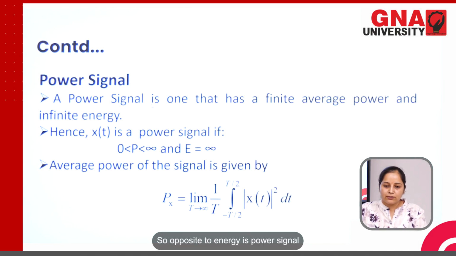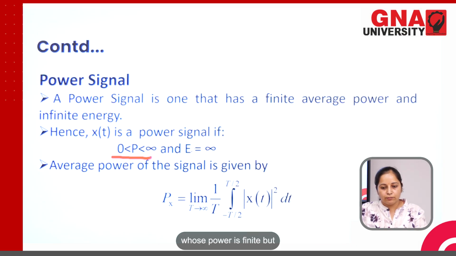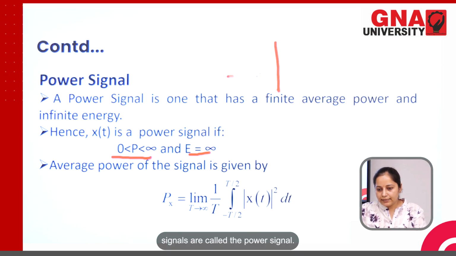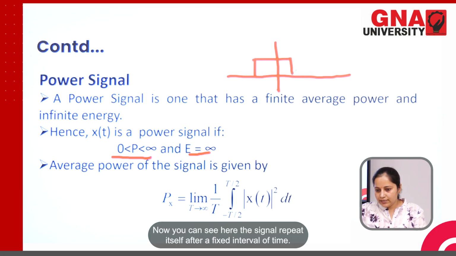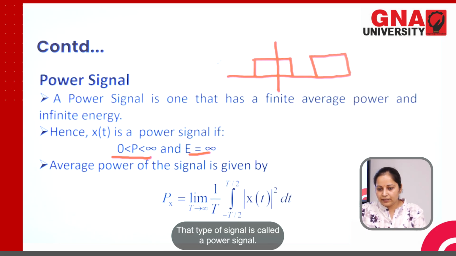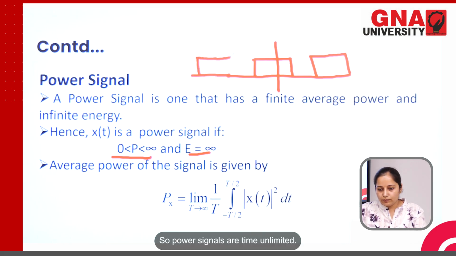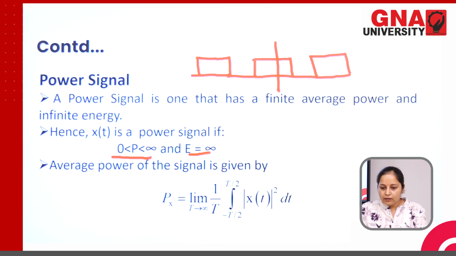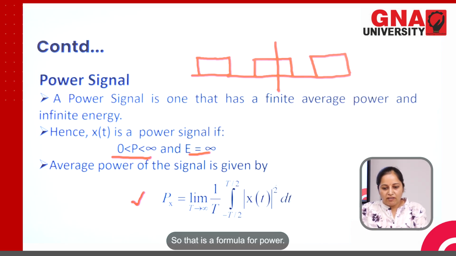Opposite to energy is the power signal, whose power is finite but energy is infinite. All the periodic signals are called power signals. You can see here the signal repeats itself after a fixed interval of time. That type of signal is called a power signal. So power signals are time unlimited. This is the formula of a power signal.